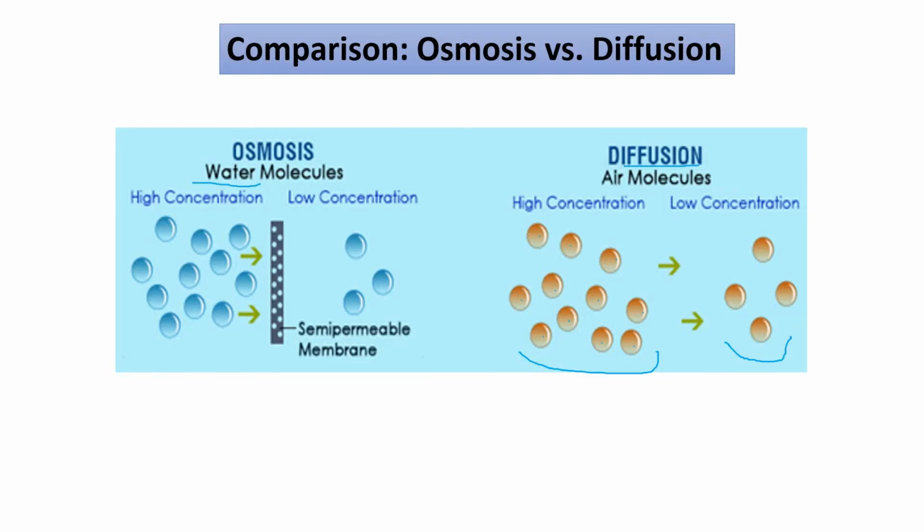Osmosis is always about water molecules, and we need a semi-permeable membrane in order to demonstrate it and show how it will move. And it moves from the area of high concentration of the free water to the area of low concentration of the free water. And this is what osmosis is.